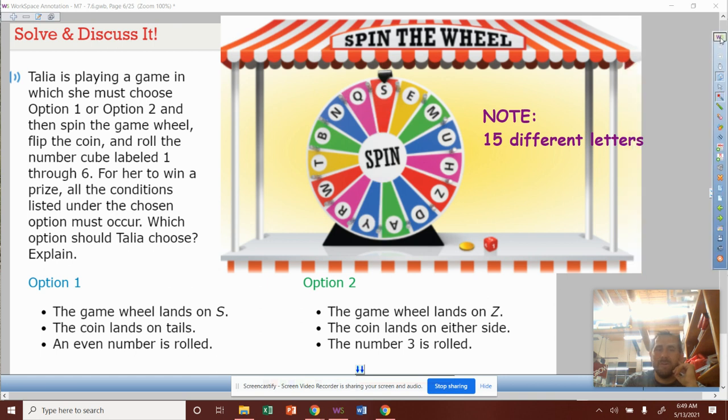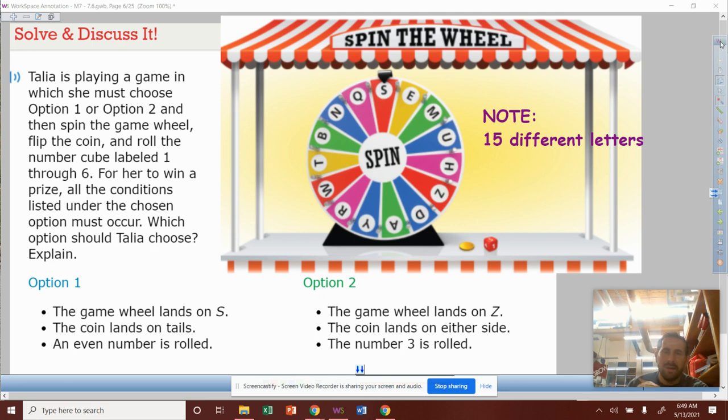Talia is playing a game in which she must choose option 1 or option 2, and then spin the game wheel. Then flip the coin, and then roll a number cube labeled 1 through 6. For her to win a prize, all these conditions listed under the chosen options must occur. Which option should Talia choose and explain?